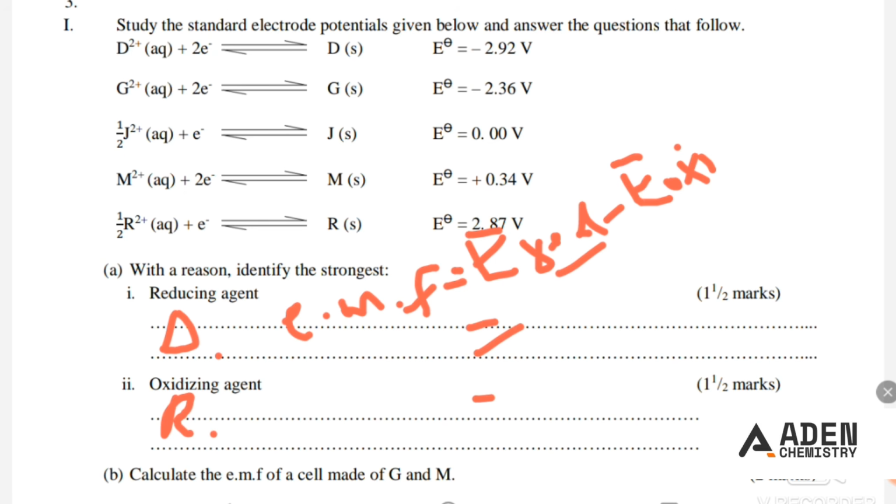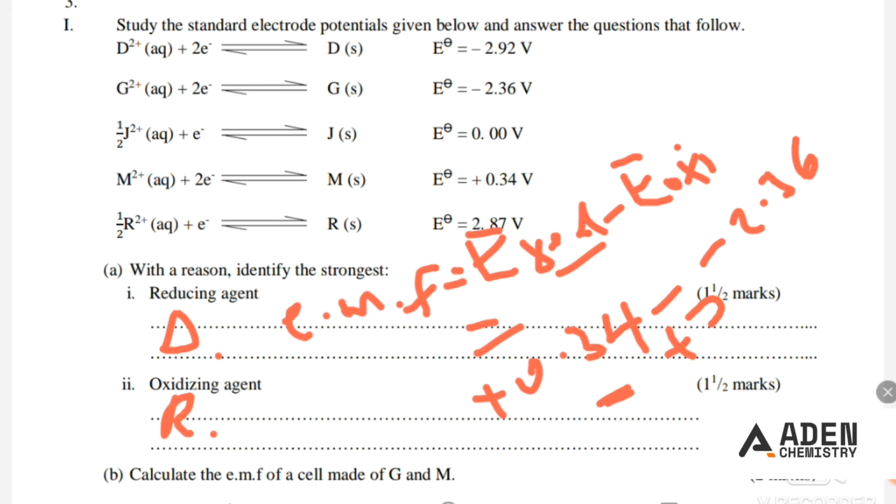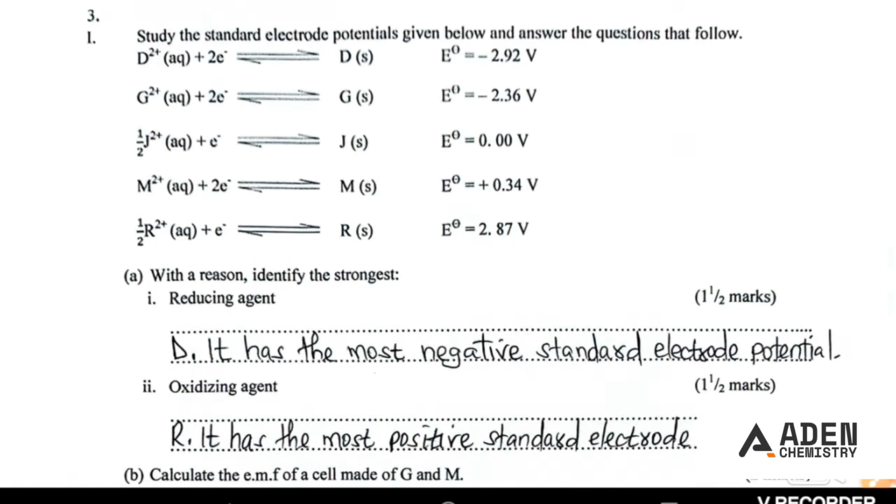So there, we're having positive 0.34 volts minus. Then the one that undergoes oxidation is the reducing agent, and the reducing agent is the one that's having the negative. So here we're having negative 2.36 volts. When we put this in the calculator, what we are going to get will be positive 2.70 volts. That will be our answer.